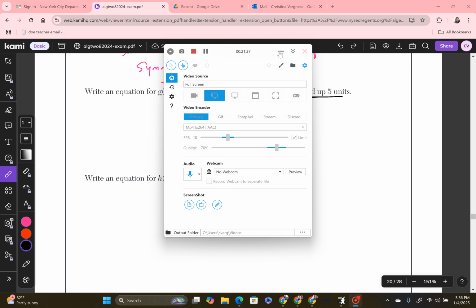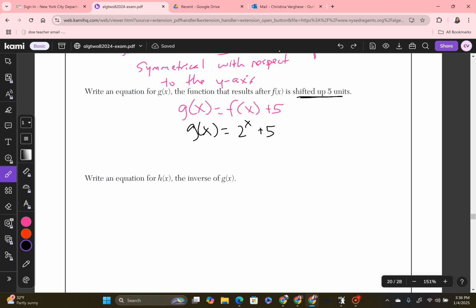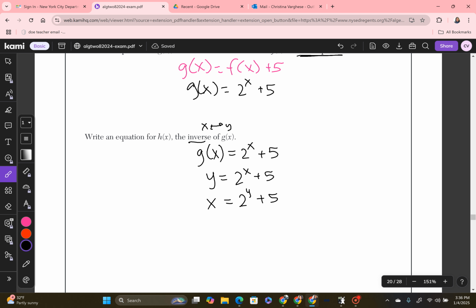All right. And then the last part, it says find the equation for h of x, the inverse of g of x. So a lot of that is reading. So we're going to write g of x down and we're going to find the inverse. So g of x is 2 to the x plus 5. We're going to write g of x as y equals 2 to the x plus 5. And inverse means you take x and y and literally switch them. So the y becomes an x and the x becomes a y. Cool. So technically, you'd be done. Once you did that, you're done.